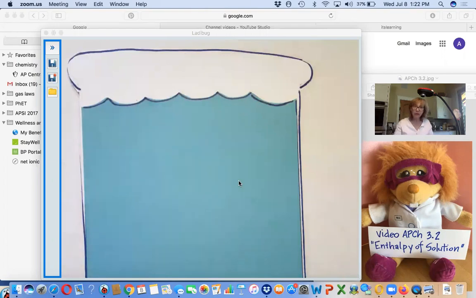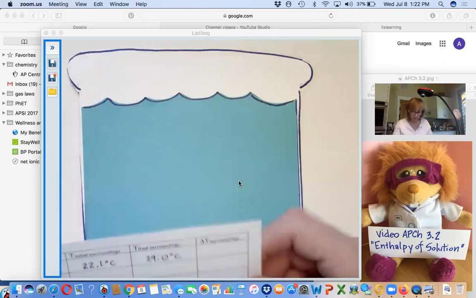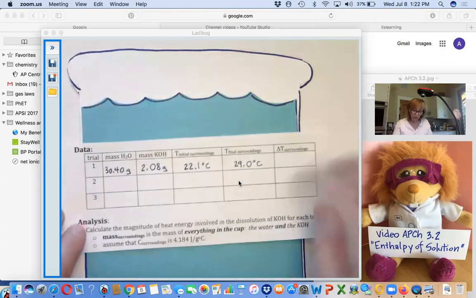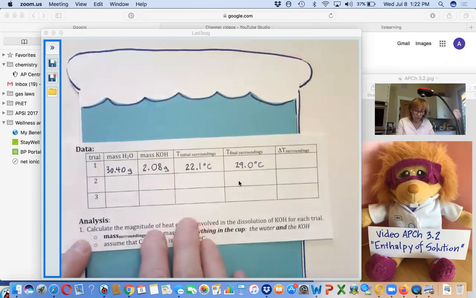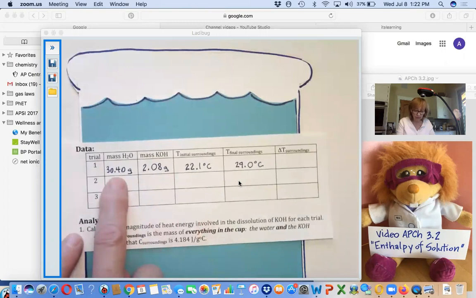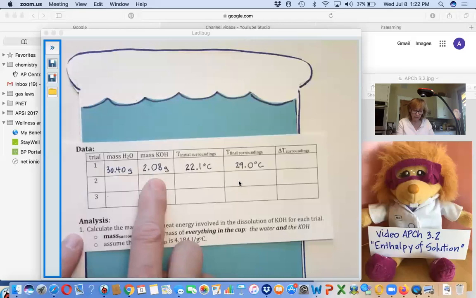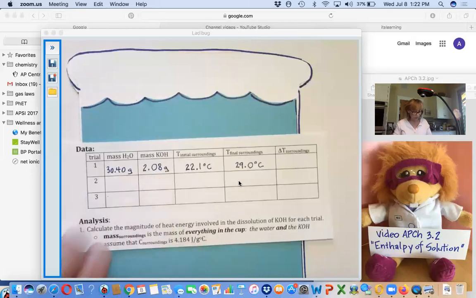So let's consider a lab in which we're dissolving potassium hydroxide in water, and we're going to run a couple of trials changing the amount of potassium hydroxide that we use. In trial one, we put about 30 milliliters of water in our beaker, and its mass was 30.40 grams, and here's the mass of potassium hydroxide that we used.